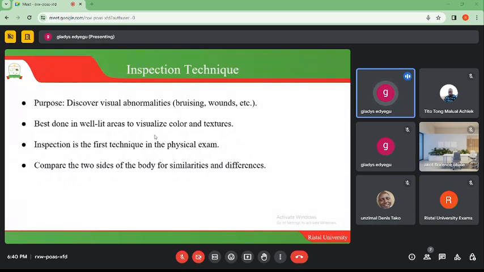Then inspection is also a first technique in the physical exam. You first start by inspecting. So it is the first technique. Compare the two sides of the body for similarities and differences. So when you look at the patient, you have to compare.